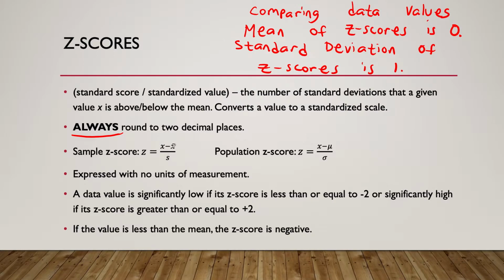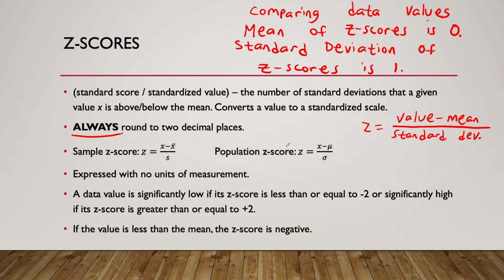The overall z-score formula takes the data value, subtracts the mean, and divides that by the standard deviation. The sample z-score takes x minus x bar divided by s, and the population z-score takes x minus mu divided by sigma. This is expressed with no units of measurement.